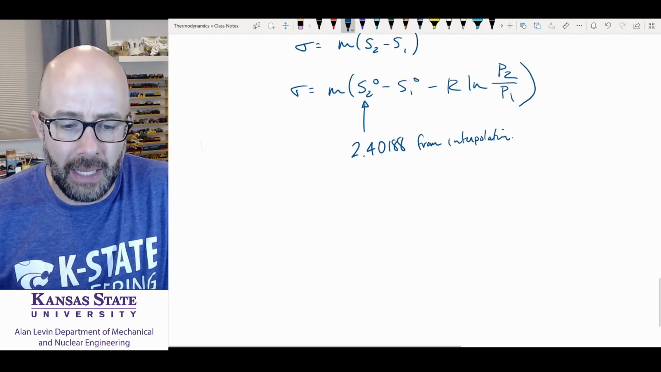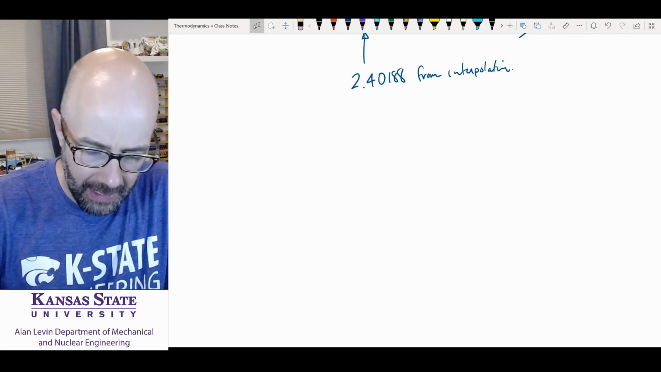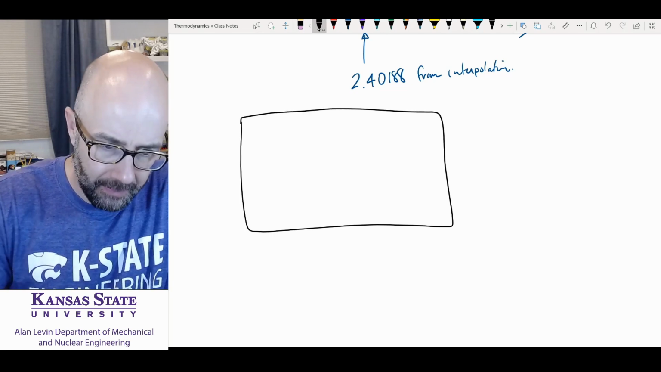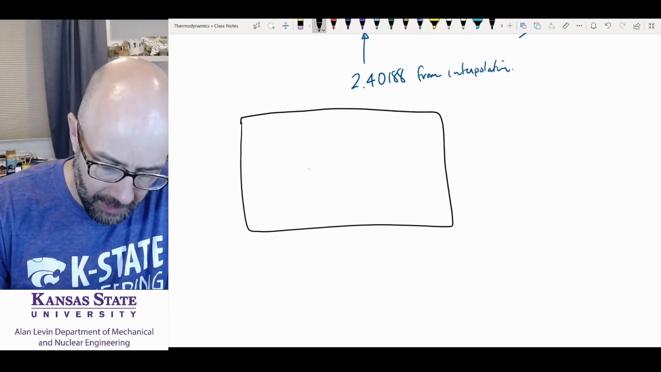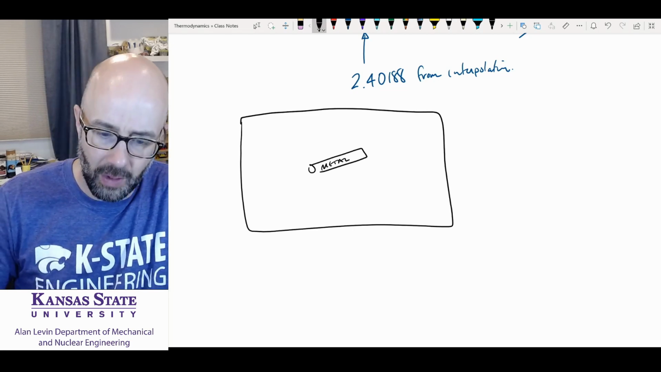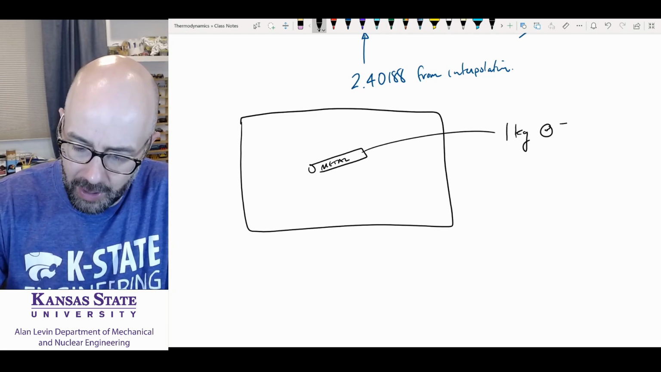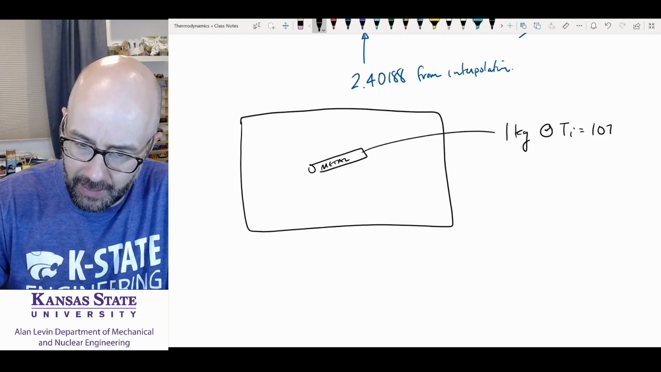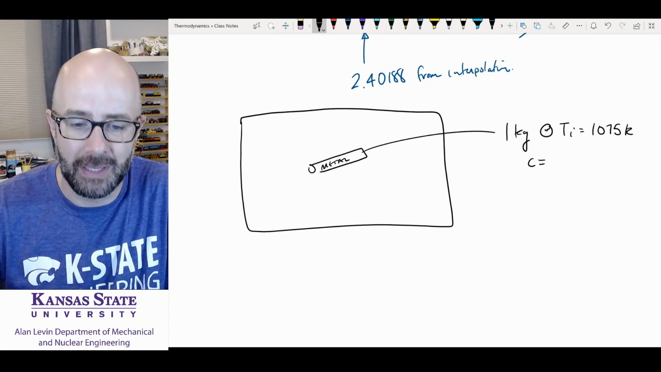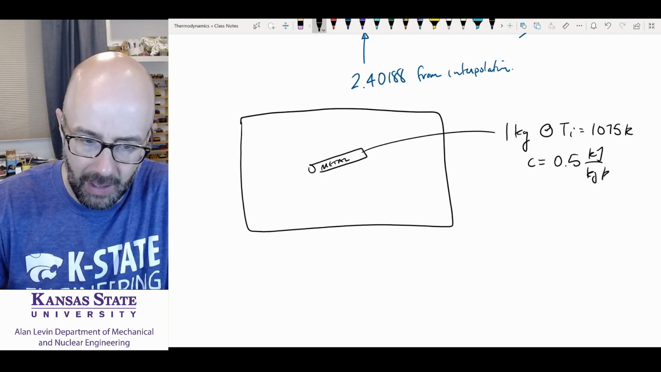Okay, our final problem today is going to be one with quenching. So we're going to have a container here now, a tank maybe. It's going to have water in it, and we're going to put something metal in it to quench it. This metal is initially going to be 1 kilogram, at an initial temperature of 1075 Kelvin. And we're going to say this substance has a specific heat of 0.5 kilojoules per kilogram Kelvin.